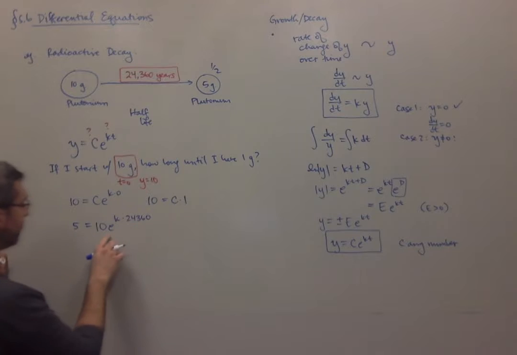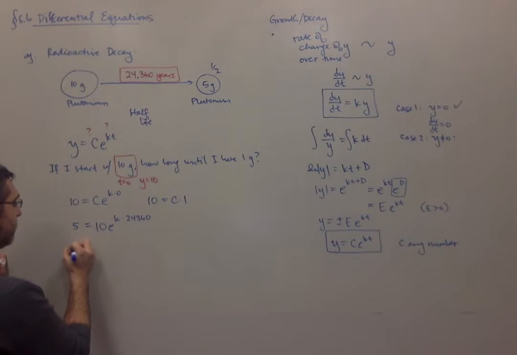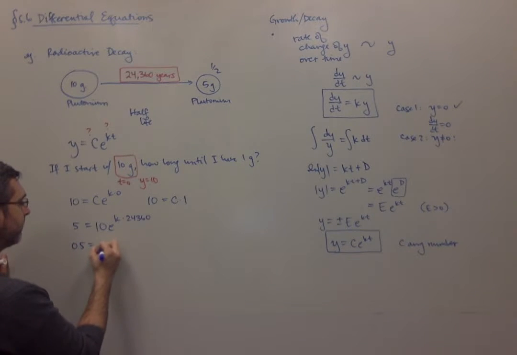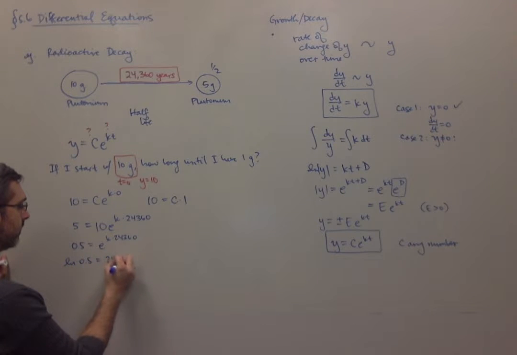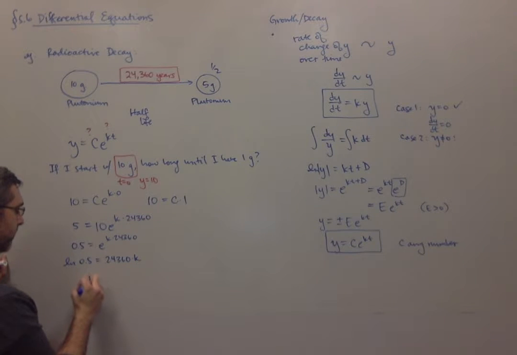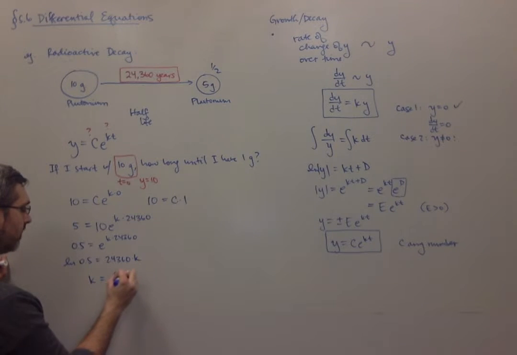So let's solve this. Let's divide by 10. So we get 0.5 is e to the k times 24,360. Now we need to get rid of the e, so I need to take natural log of both sides. So 24,360 times k. So I'm going to divide by 24,360. So k is natural log of 0.5 over 24,360.